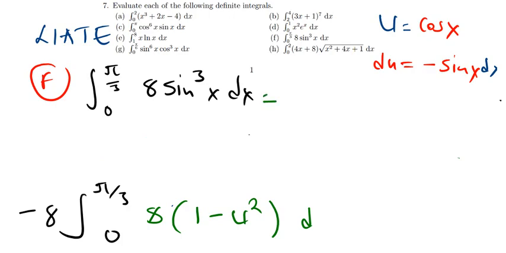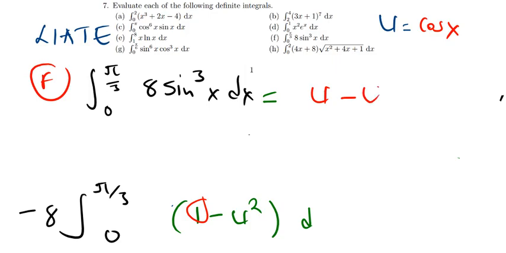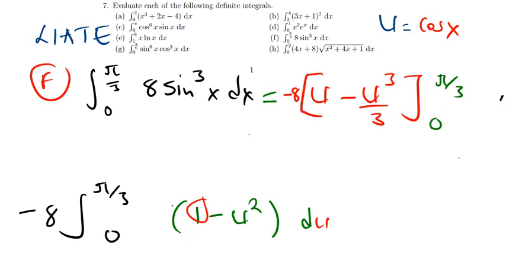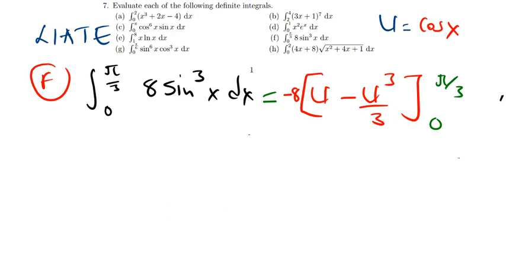So on our next step now, the integral of 1 is going to be u divided by 1. Integral of u squared is going to become u to the power 3 divided by 3. Okay, we've got a negative 8 outside. Then we just add the bounds, so pi over 3 and 0. And that's all we have there.